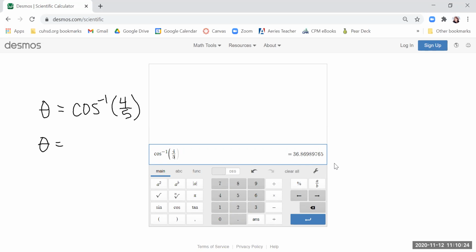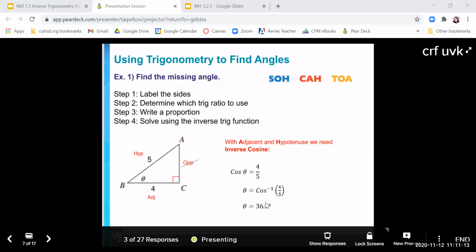We have our angle, which is 36.9-ish degrees. So you just have to switch over to func, choose your inverse function, and then switch back to main to get the numbers. All right, so there's our 36.9 degrees, and that's how we use the calculator.